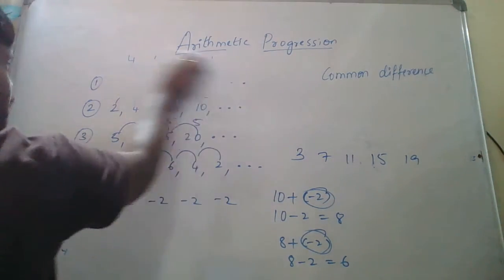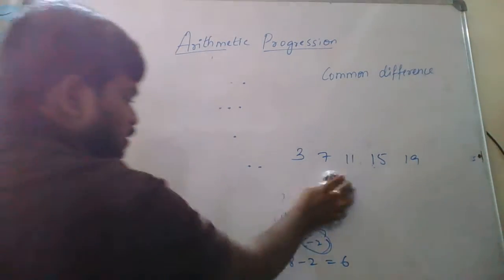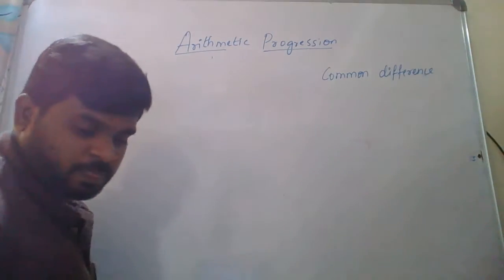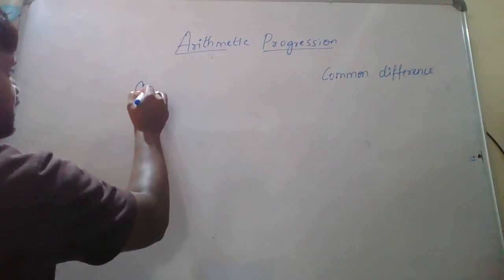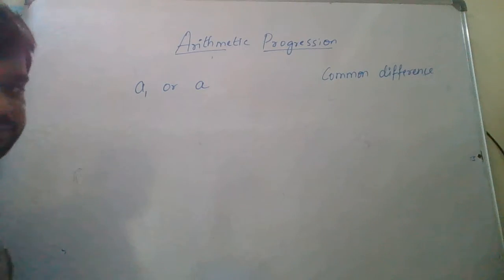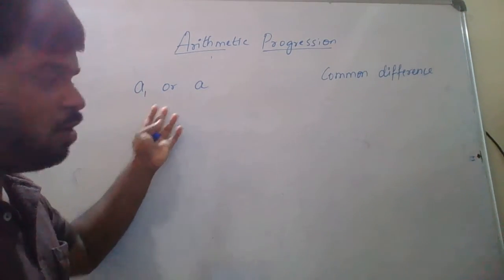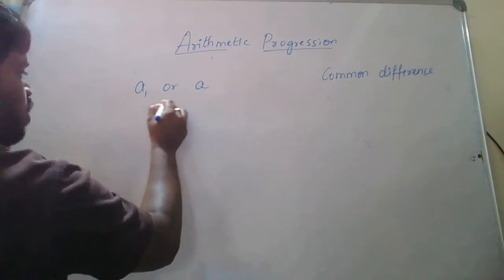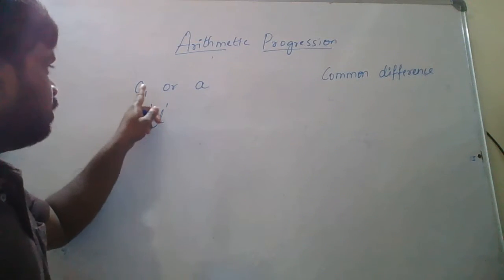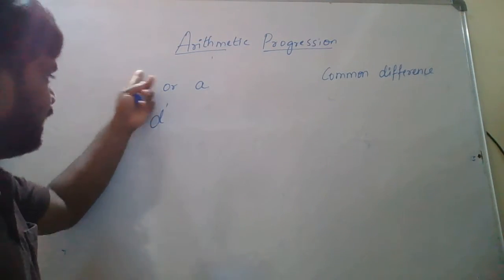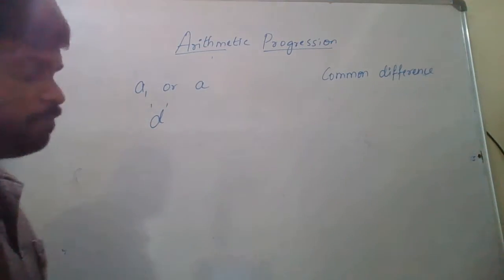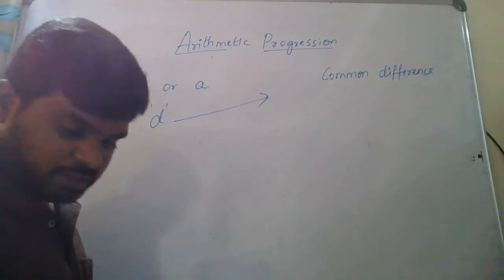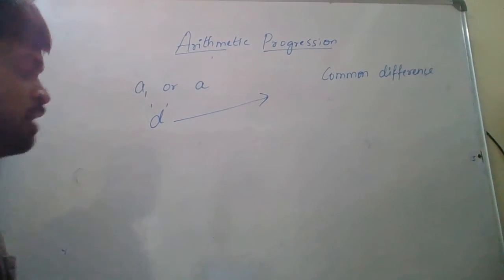Okay. Now, as I told you earlier, each number in the sequence is called a term. So the first term we write as A1 or we write it as A. First term we can write as A1 or we can simply write it as A. This common difference is denoted by small letter d. A1 is simply the first term. I can write it as A1 or I can write it as A also. No problem. This d represents what? Common difference. Okay. These are the notations that I'm going to use in this chapter.